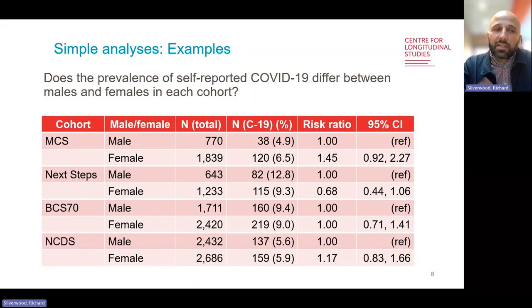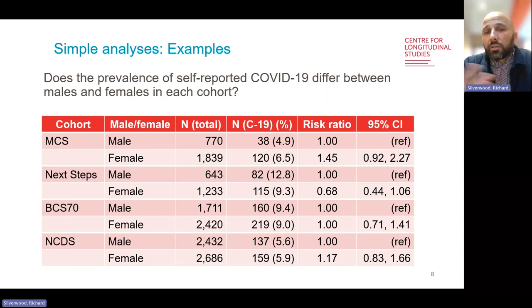We might want to go slightly further, thinking about answering questions such as, does the prevalence of self-reported COVID-19 differ between males and females in each cohort? So here we've taken the same variable from the previous slide and just calculated the prevalence in males and females separately. So in MCS, we can see that in males, the prevalence was 4.9%. In females, the prevalence was 6.5%.